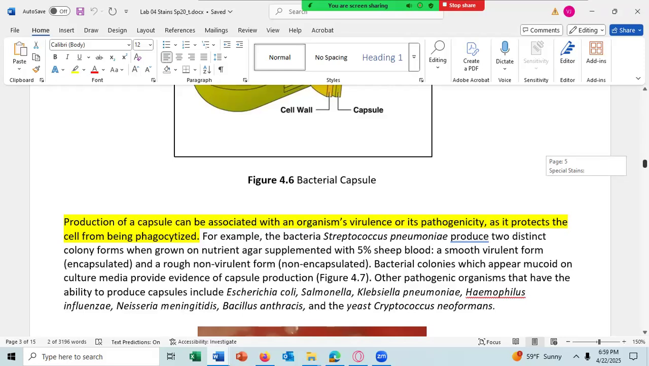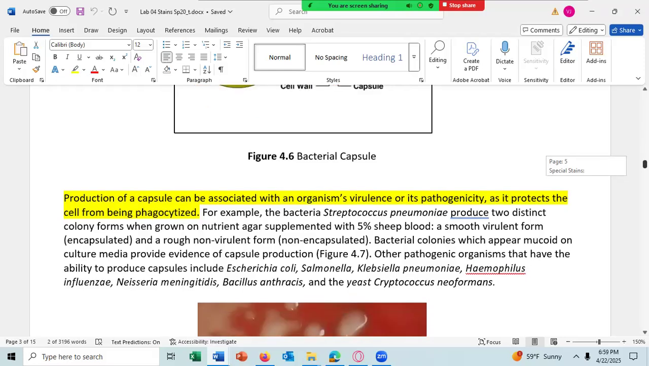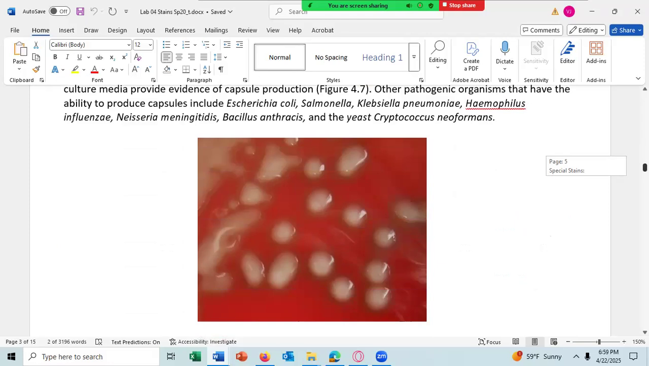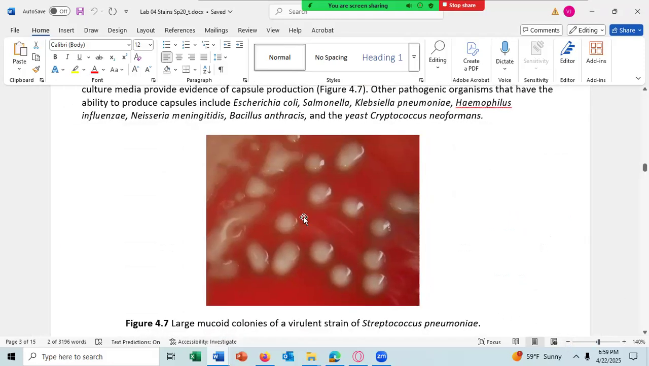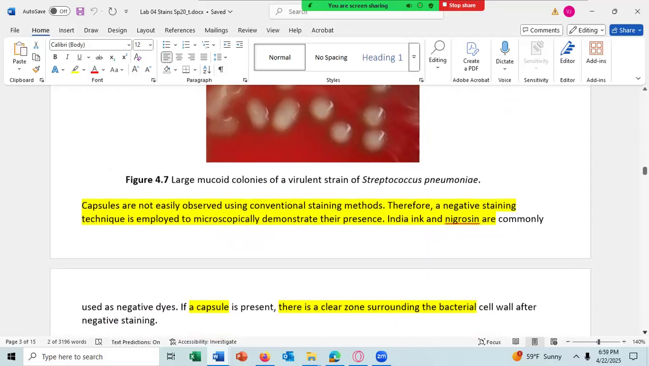Some organisms have this capsule and it tends to make the cells more pathogenic. Here we're seeing cells with a capsule, and you can see the colonies are mucoid looking. They're covered in mucus, and that's because the cells have a capsule. Streptococcus pneumoniae is actually grown here, and it looks mucoid because it has a cell capsule.